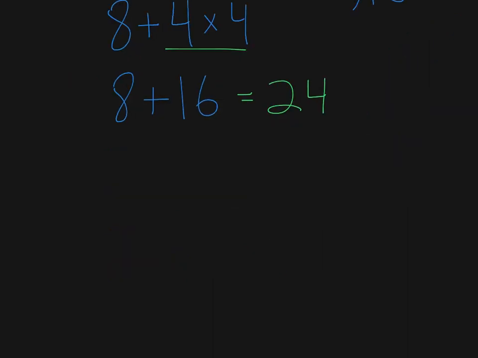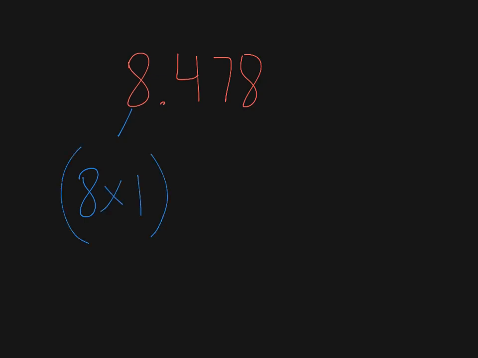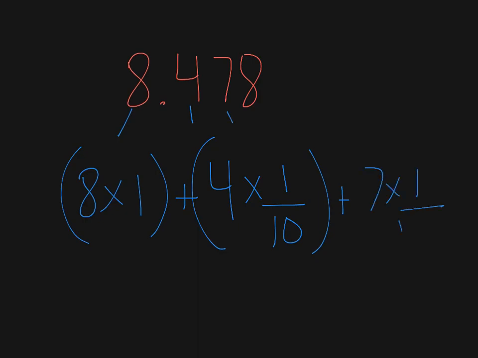Lastly, let's go and write this decimal number in expanded form. Here's 8.478. This 8 is in the ones place, so it'll be 8 times 1, because that's just 8 ones. This 4 is going to be in the tenths place, so it'll be 4 times 1/10. The 7 is in the hundredths, so it'll be 7 times 1/100.